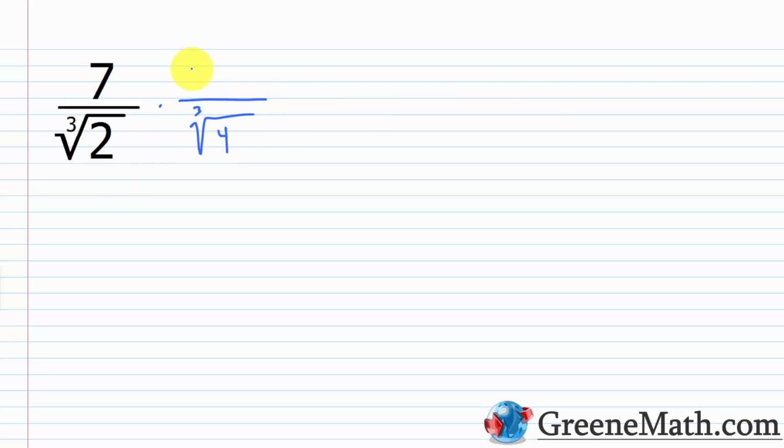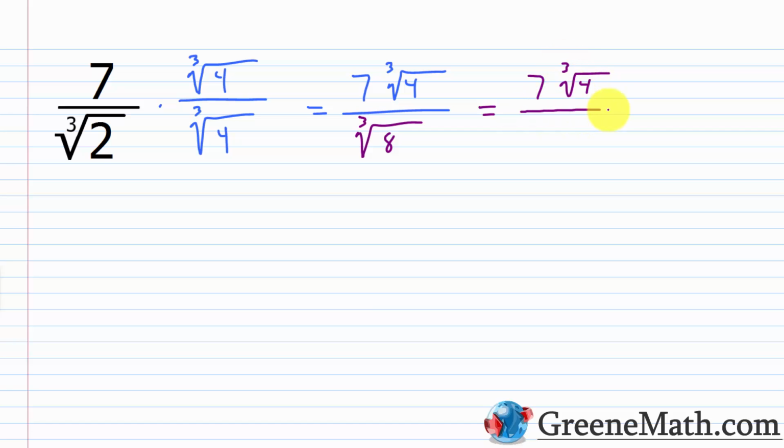And I got to do the same thing to the numerator to make it legal. So I would have 7 times the cube root of 4 over. Again, in the denominator, the cube root of 2 times the cube root of 4 would be the cube root of 8, which is just 2. Right? So I'd have 7 times the cube root of 4 over 2.